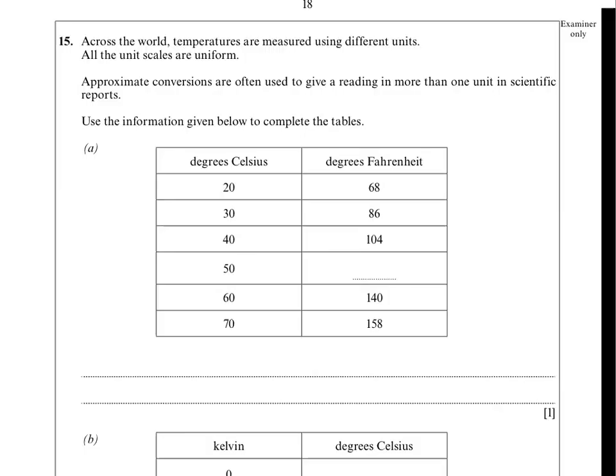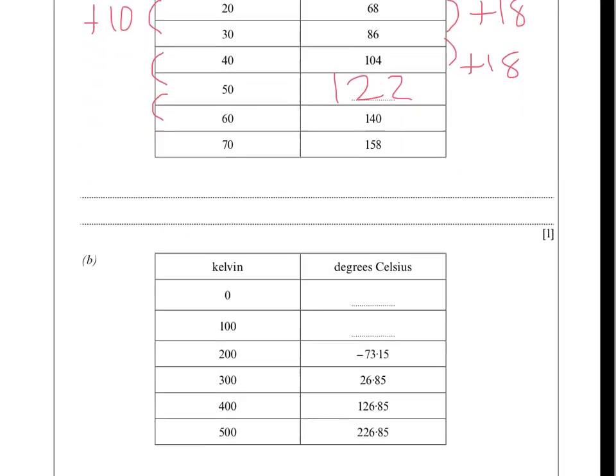Question 15 is all about converting temperatures. So we need to look for patterns in the tables. For part A, we can see that as the degrees Celsius goes up by 10, the degrees Fahrenheit goes up by 18. So we can simply add 18 onto 104 and we get 122 degrees Fahrenheit.